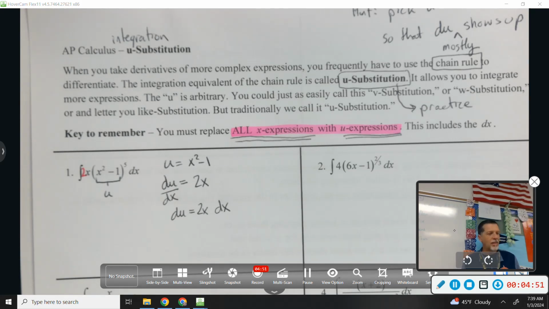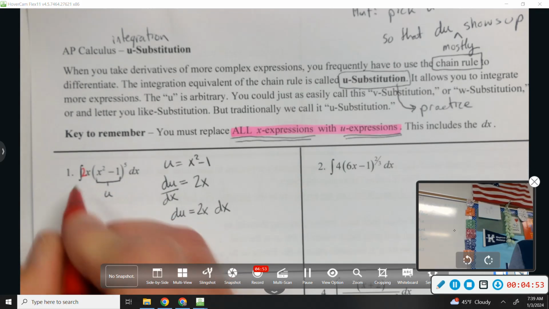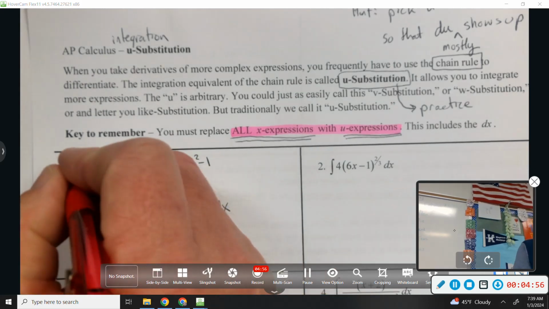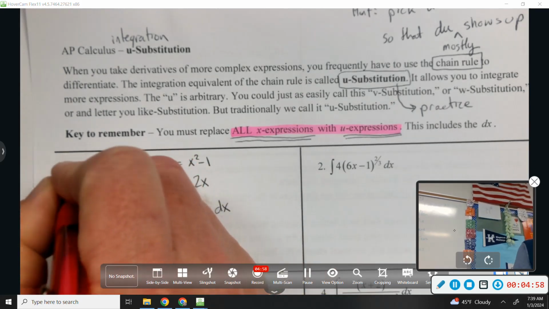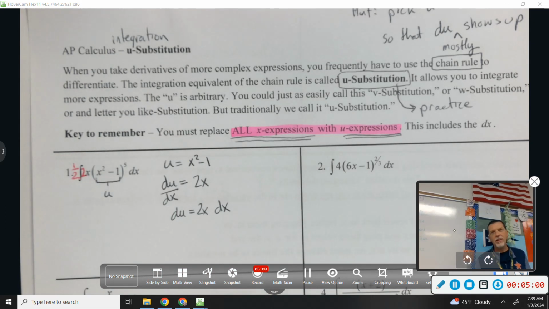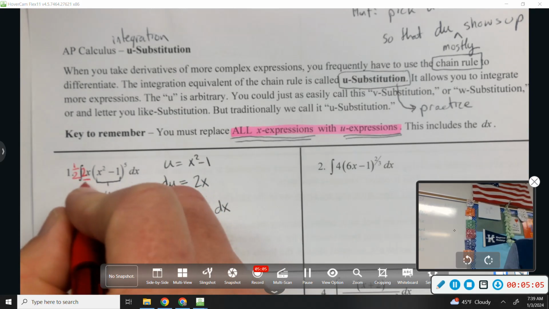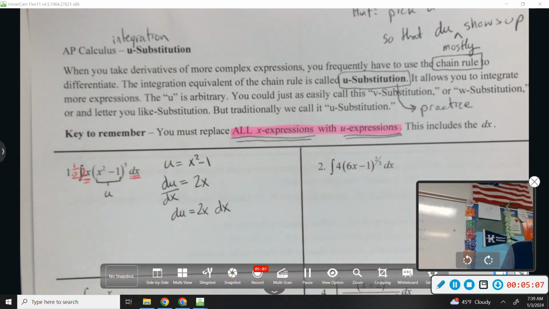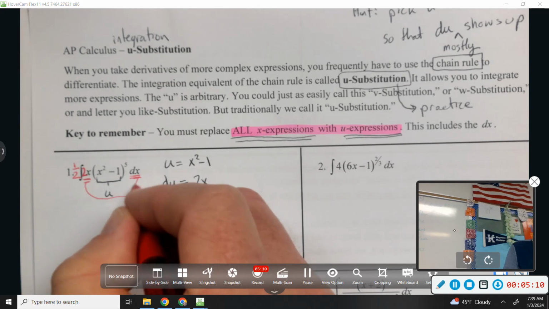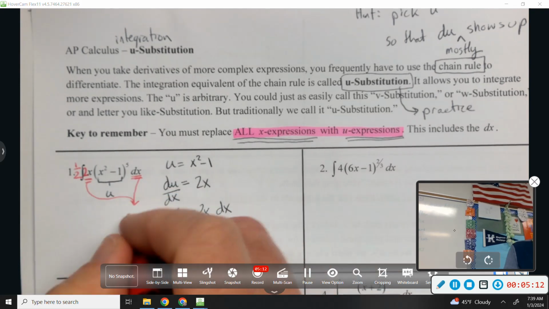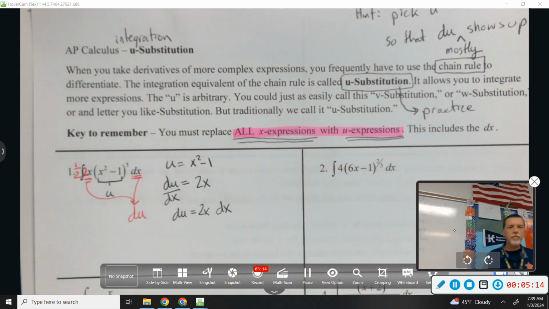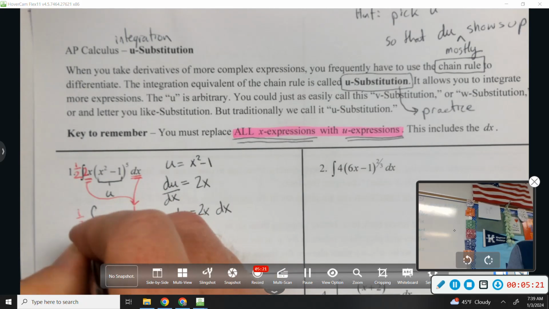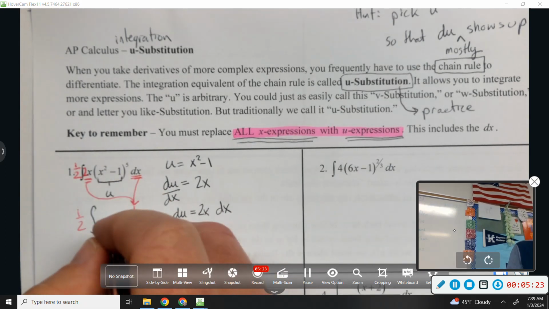A half. I put the 2 there so that I match up, but that means you can't just go sticking 2's in there. I'm going to put a 1/2 out front. And so now I've got 2x dx. Well, if I put those two things together, that's du. Let's see, I still have a 1/2 out front. And this inside stuff is u.